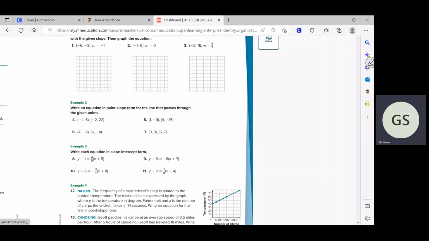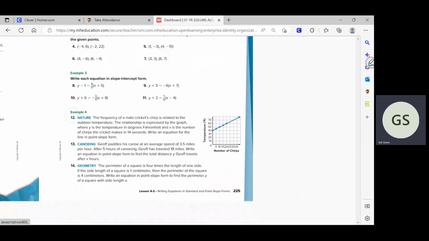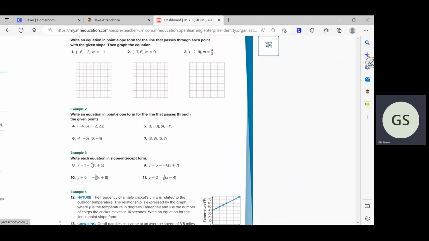So on page 2, I think that's 213. Oh no, that's 225. Sorry. So I don't have it. So page 225. So you can either write this down or you can just circle what you need to do on 225. So now on 225, you are doing 1 through 11. Should have already done, I think it was 1 through 7.